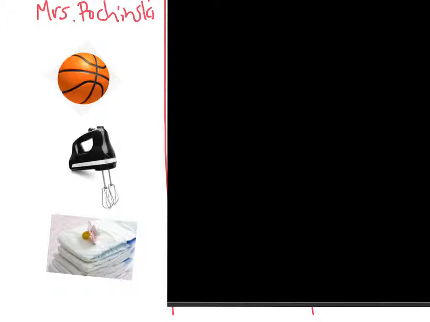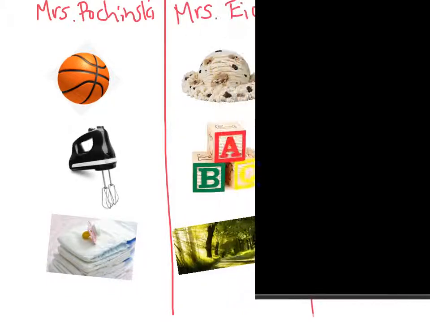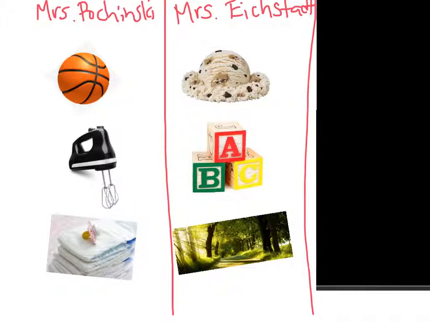Now let's do the same thing with Mrs. Eichstead. Her 3 items are an ice cream scoop, some baby blocks, and a picture of a trail outdoors. Go ahead and talk with your partner about what kind of theories you can create based on these items, and then teachers can discuss as a class.